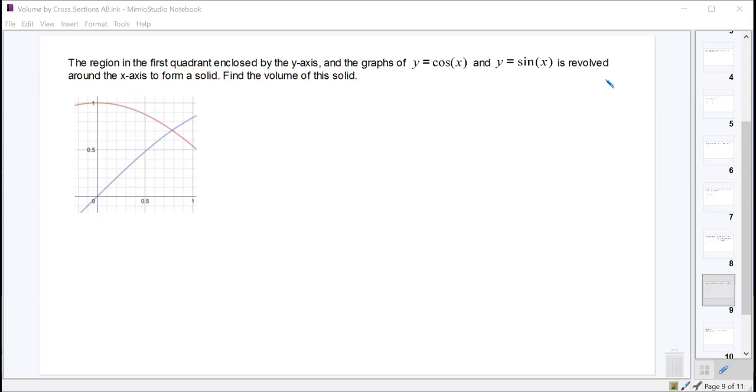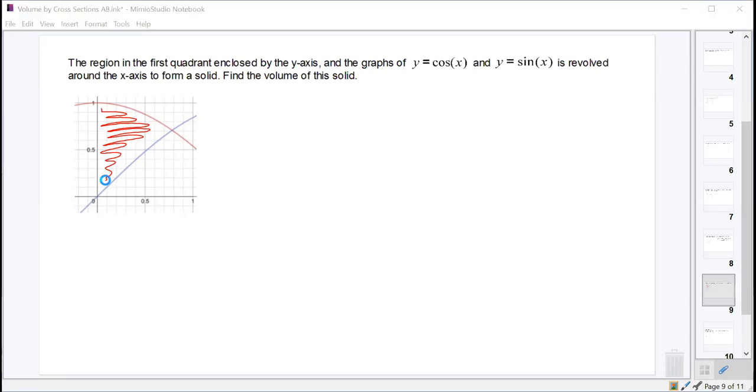All right. So we're going to look at the region between cosine x and sine x in the first quadrant. We're going to look at this first little region here. So we're just looking at this one. I know there are other regions bounded by cosine x and sine x in the first quadrant, but we're just going to look at this one. We're going to take that and revolve it around the x-axis.